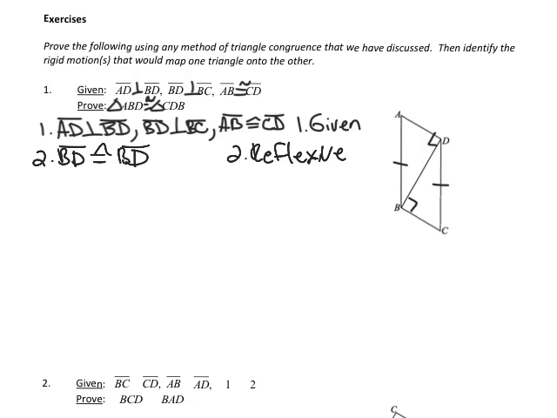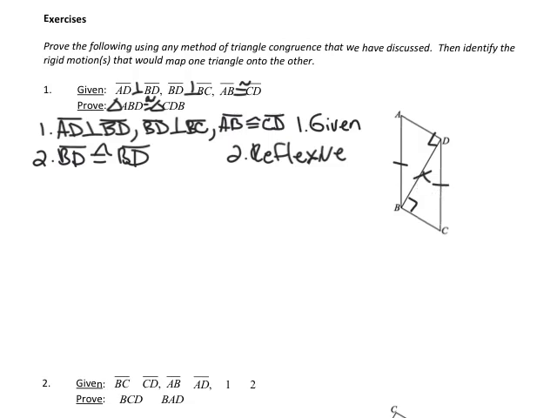Okay, so I have that. Well, if I can get to a point where I can say that the two triangles are right triangles, that's enough for hypotenuse leg. Because I say they're right triangles, I have a hypotenuse congruent and a leg. So here's how we do that.